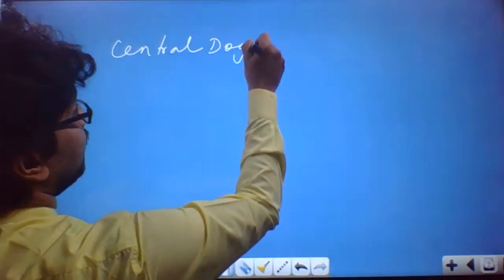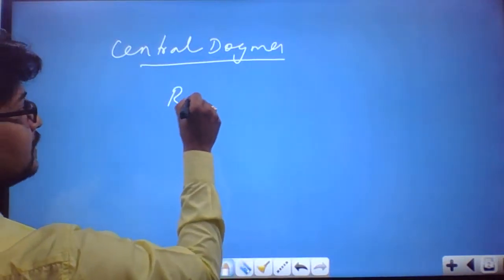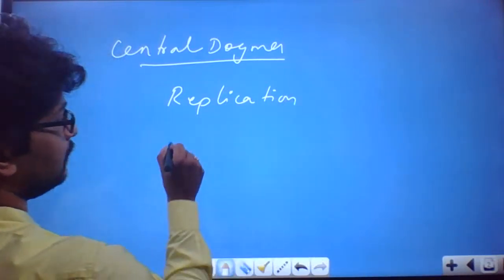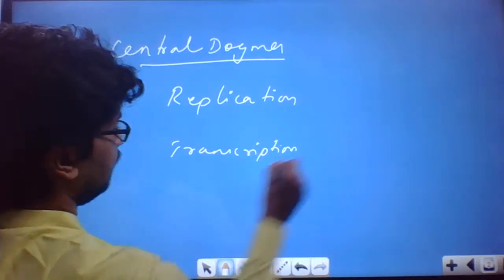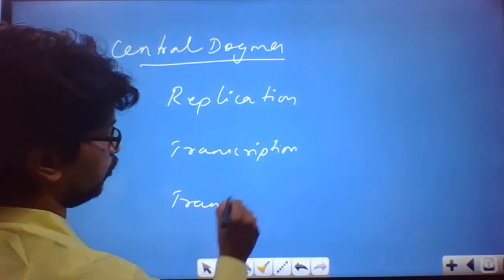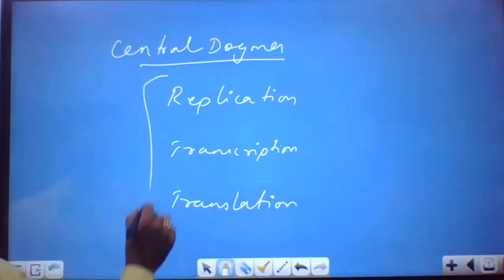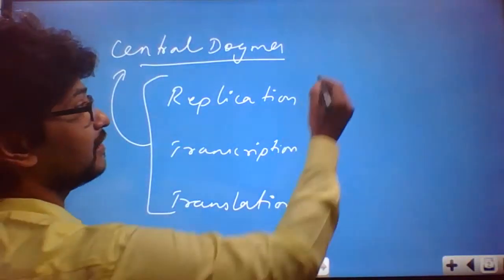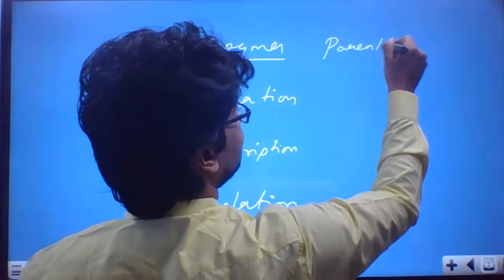Central dogma அப்படின்றது என்னன்னு கேட்டீங்கன்னா, what is the central dogma? Central dogma is the complete process. We call it as replication, transcription, then translation. Together, these three processes combined together, we call it as a central dogma. So what is replication? Replication is the parental DNA, so parental DNA is getting converted to the daughter DNA.